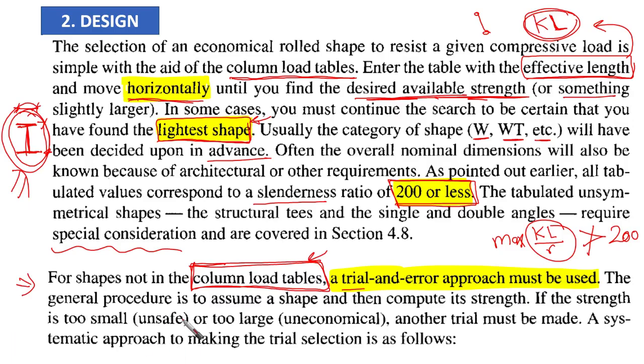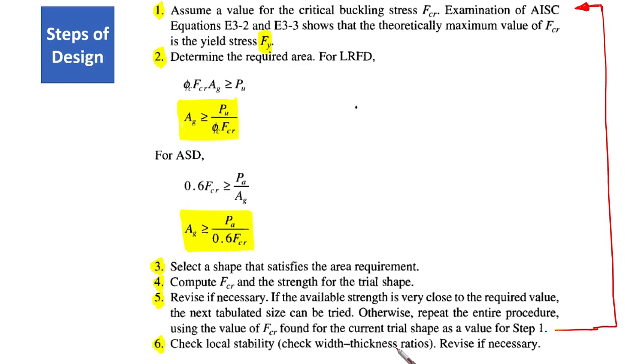The general procedure is to assume a shape and then compute its corresponding strength. If the strength is too small, it means that it is unsafe, and if it is too large, it is uneconomical. Another trial must then be made. A systematic approach to making the trial selection is as follows. These are the design steps that we commonly use.